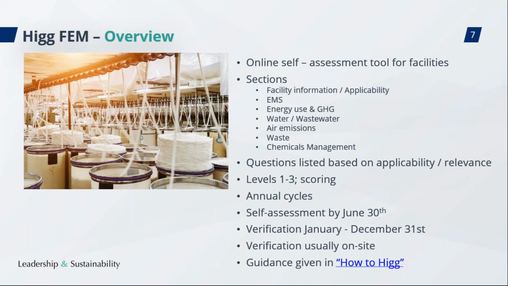And SAC clearly wants to drive aspirational levels. In most cases, the scores are distributed with 25 at level 1, 50 at level 2, and 25 at level 3. But this can also depend on the applicability. There are annual reporting and verification cycles. The self-assessment is due by June 30th, and the verification can take place from January onwards until December 31st. The verification usually takes place on site.